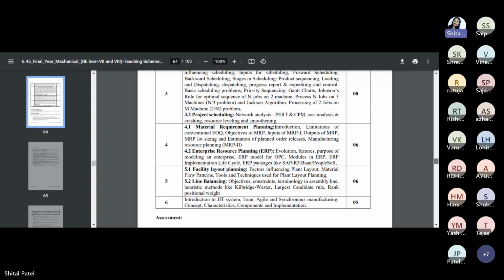A little bit of variation is there in the Kilbridge-Wester, largest candidate rule and position method. This difference exists in the beginning only. Then the rest of the steps are same. Only the first step differs for these three methods. From the second step onwards, all the methods are same.